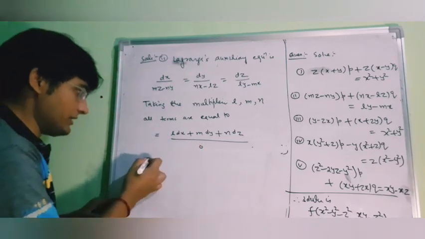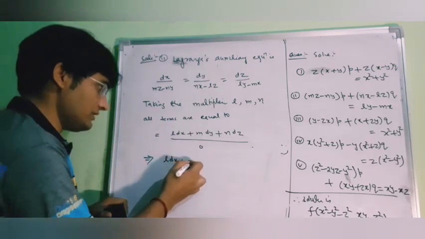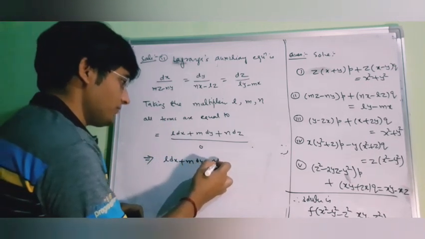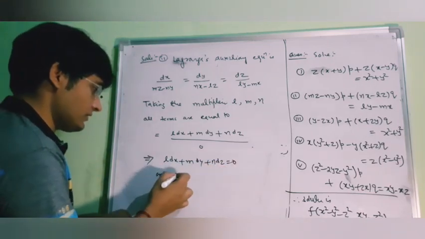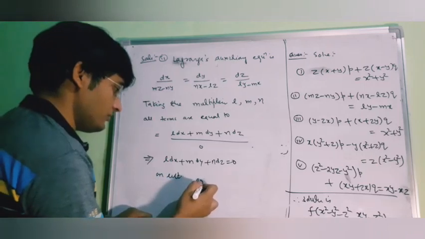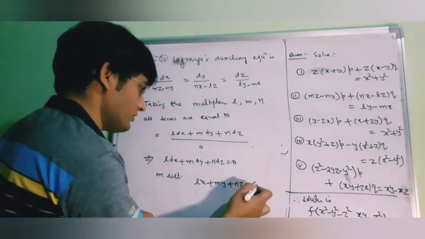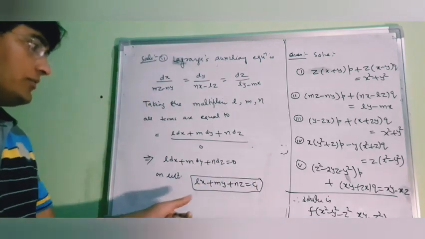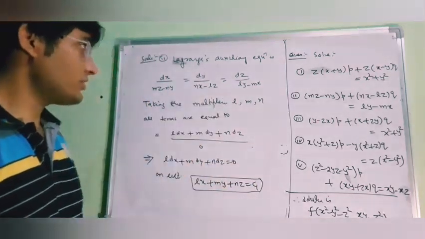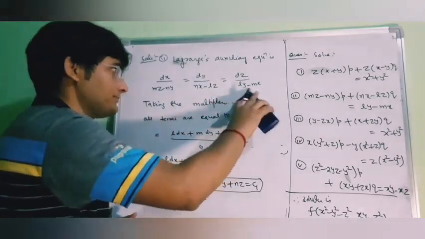So on cross multiplication we will see that this is equal to 0. So on integration our first answer will be lx plus my plus nz equal to c1. So this is your first solution of this auxiliary equation. Now change your multiplier.